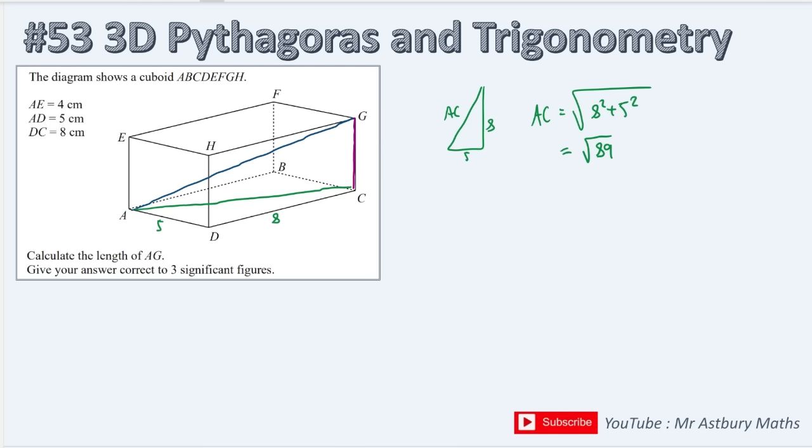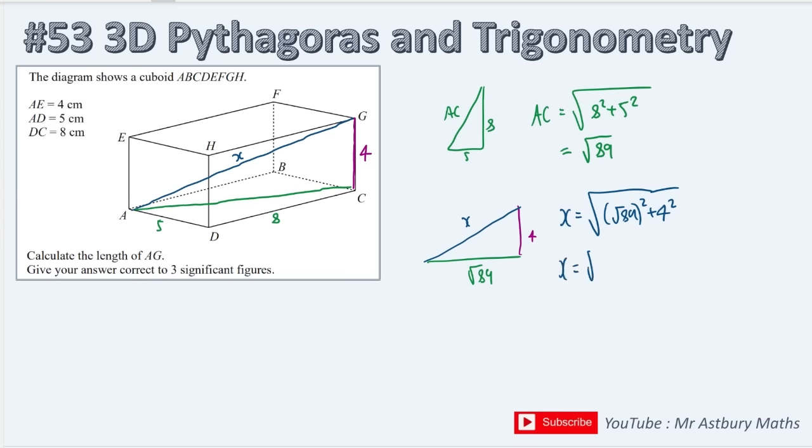Okay, now do I know the height of this cuboid? Yes, I do. It is 4. So what I can do next is I can use this green and purple and dark blue triangle to work out the length which I'm looking for, which I will call x. So down the bottom, I have root 89. On the side, I have 4, and I'm looking for x. So x is equal to the square root of root 89 squared plus 4 squared. This gives me the square root of 105, which is equal to 10.2.